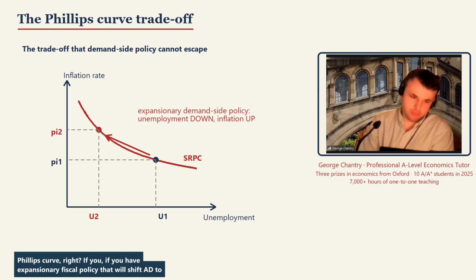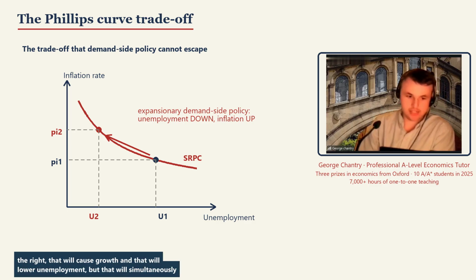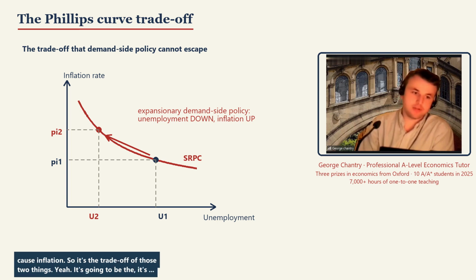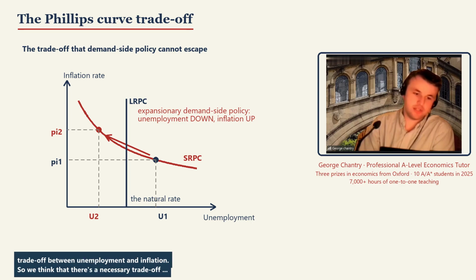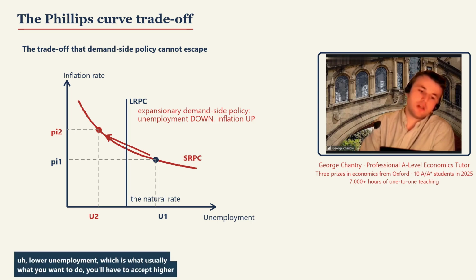If you have expansionary fiscal policy, that will shift AD to the right, that will cause growth, and that will lower unemployment, but that will simultaneously cause inflation. So it's the trade-off of those two things. So the Phillips curve is effectively just that trade-off between unemployment and inflation. We think there's a necessary trade-off based on the Keynesian LRS. If you want to lower unemployment, you'll have to accept higher inflation. That's what we see on the multiplier graph.